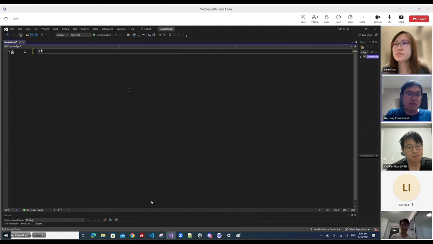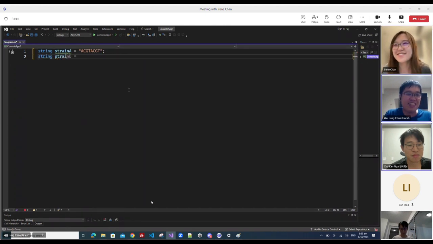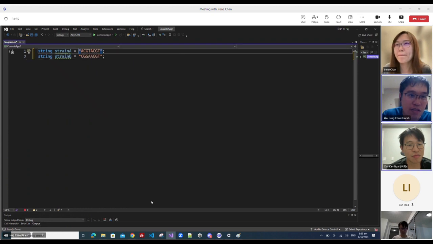Yes. So we have a string. How do you spell string? STR. Maybe string A is ACGT, something like that. And then B equals maybe DGGA ACGT. So here we have three differences: 1, 2, 3. The first is different, the second is different, the third is different, right?